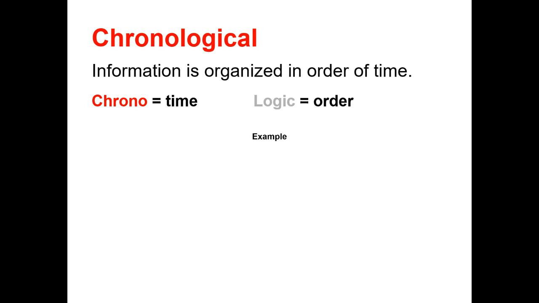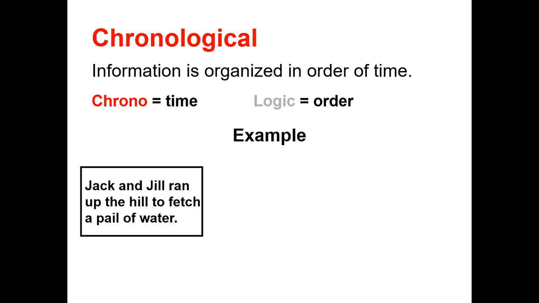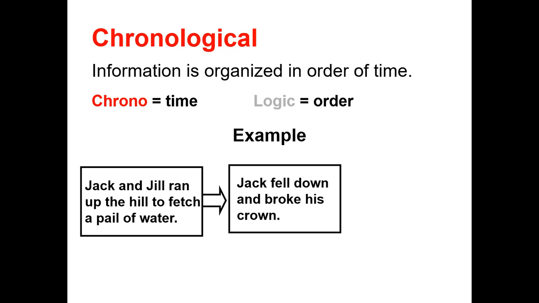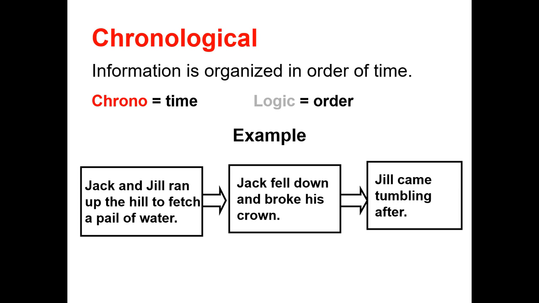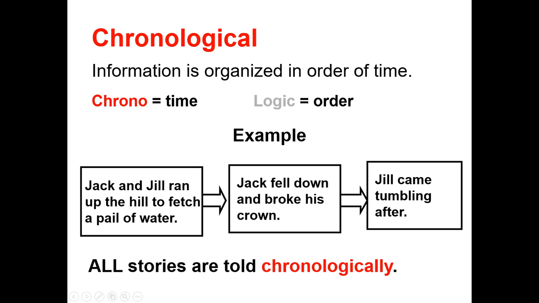So for example, Jack and Jill ran up the hill to fetch a pail of water. The next thing that happened is Jack fell down and broke his crown. And following after that, Jill came tumbling after. This is an example of when one thing happened, then another, and then another. All of these stories are told chronologically, or in order as they happen.